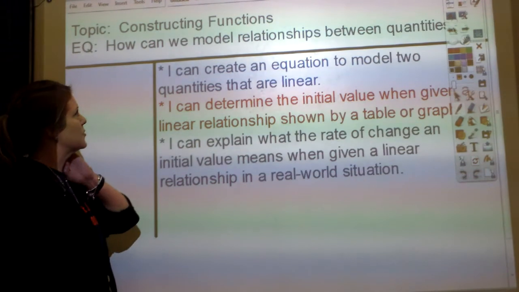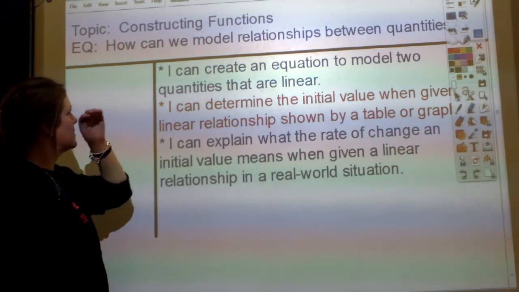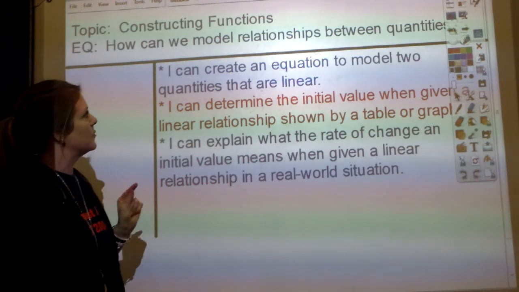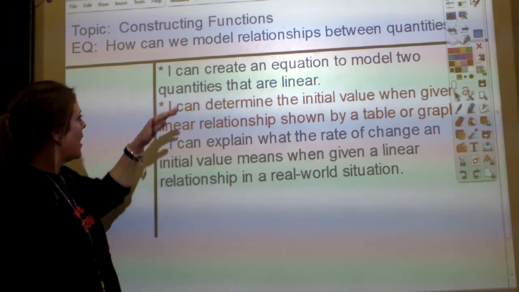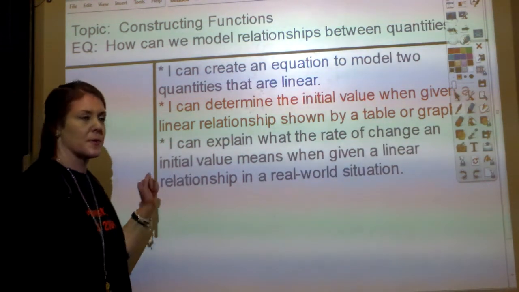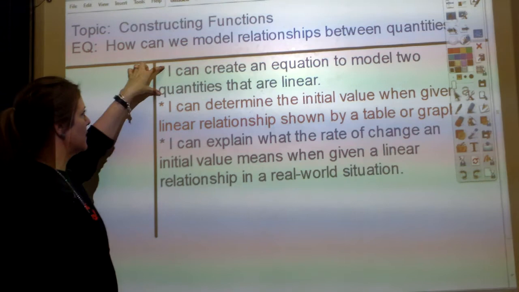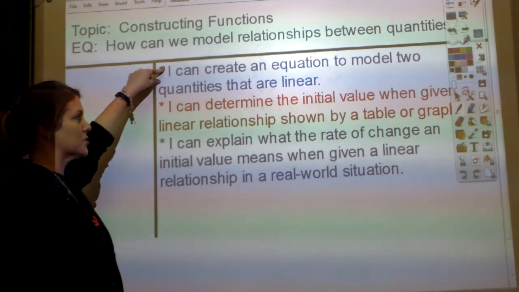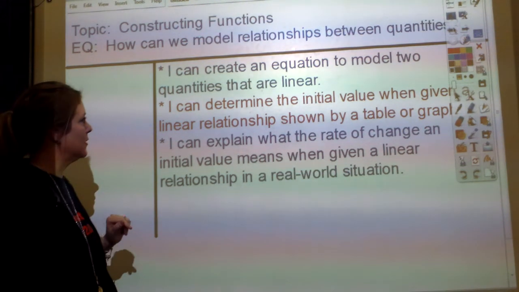Carrying on with functions, we're going to get into constructing functions. Your essential question: how can we model relationships between quantities? Several different I can statements. By the time we're done with the lesson, you're going to be able to say that I can create an equation to model two quantities that are linear.